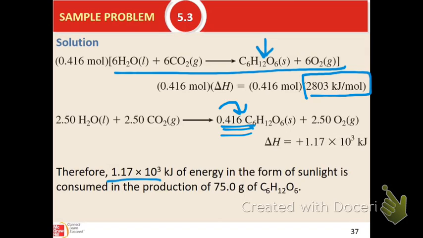Now that's certainly one way to go about it. I personally would have said, I believe I would have just said 2,803 kilojoules and then used that conversion factor. But I think you're going to get the same answer regardless of which way that you do it. But that's okay. You're still just using dimensional analysis. All right.